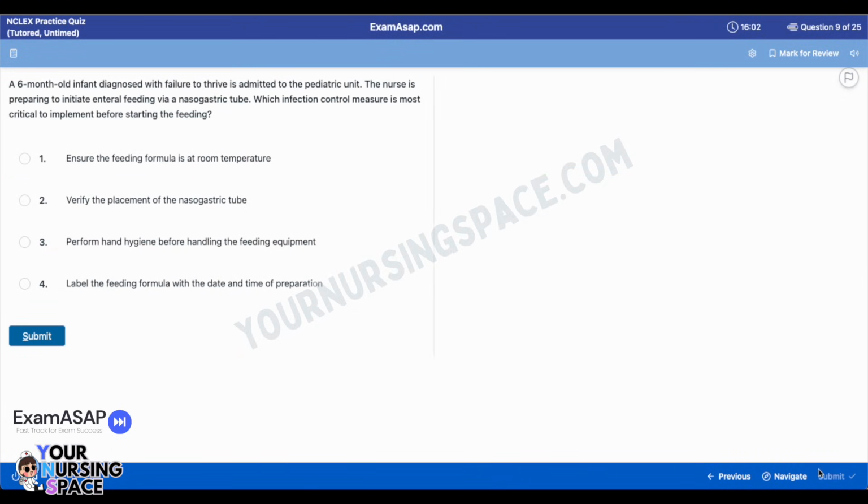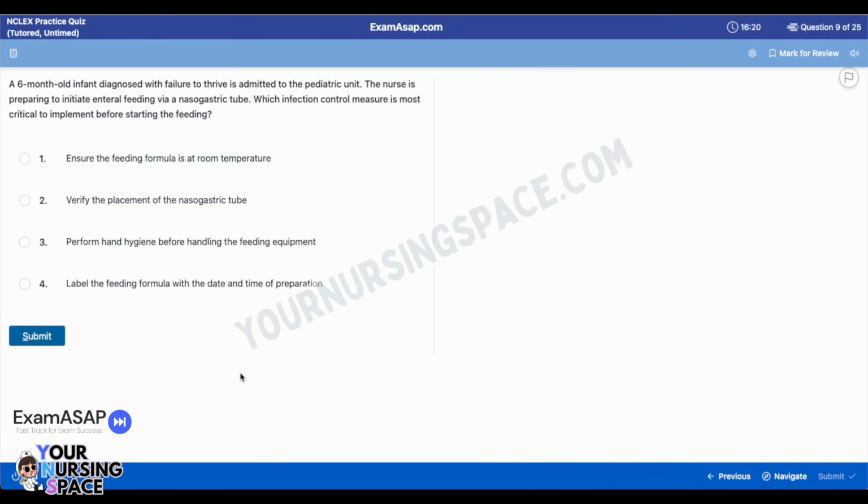A 6-month-old infant diagnosed with failure to thrive is admitted to the pediatric unit. The nurse is preparing to initiate enteral feeding via a nasogastric tube. Which infection control measure is most critical to implement before starting the feeding?